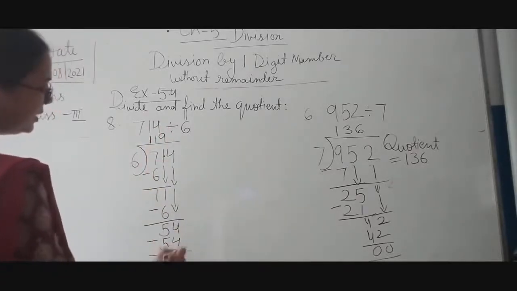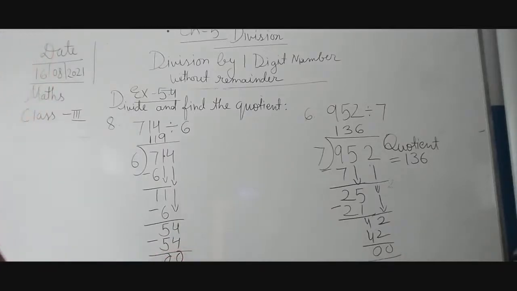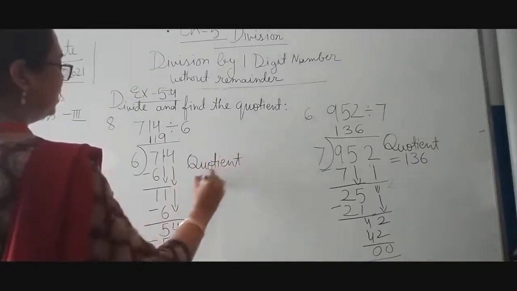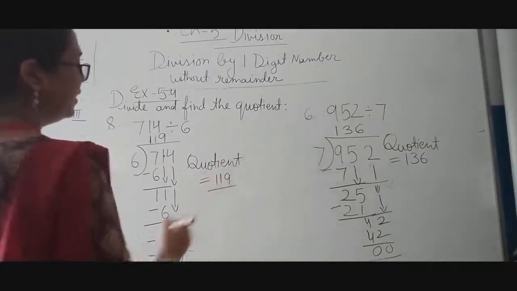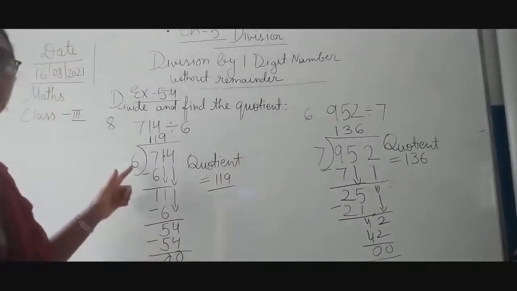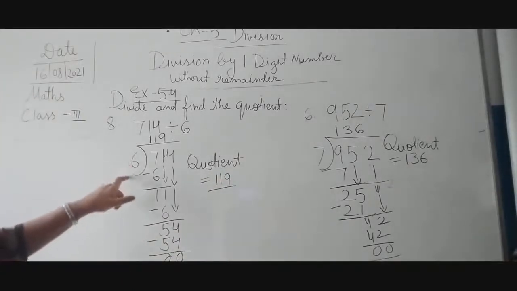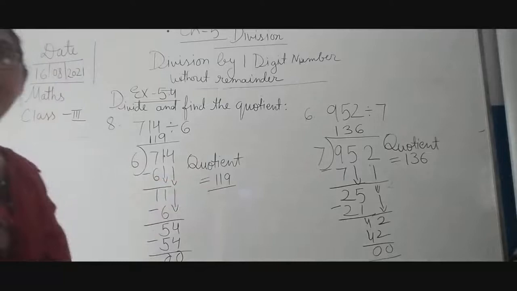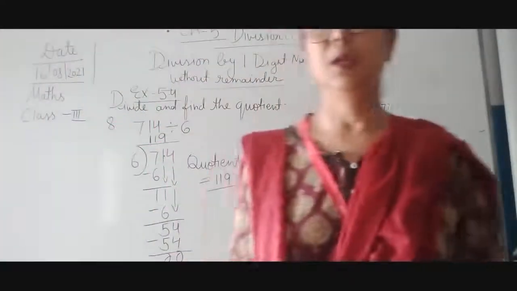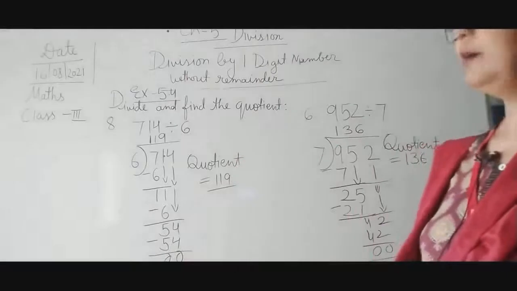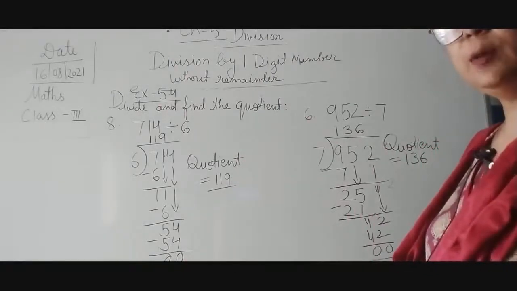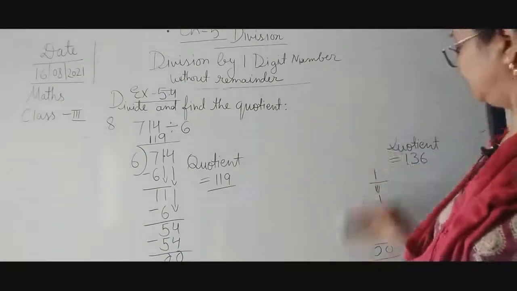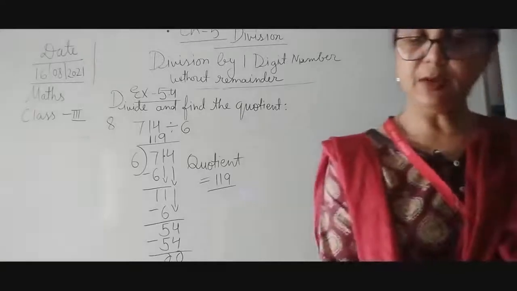Now when we subtract this, nothing will be left. So here the quotient is equal to 119. It means that after dividing 714 by 6, we will get 119. So children, this number 8 is completed. Now we are going to do number 9 here. Number 9 we are going to do, children.